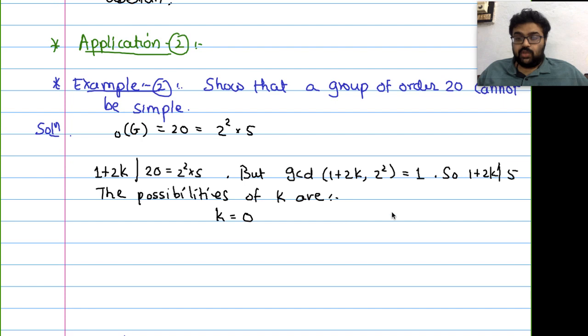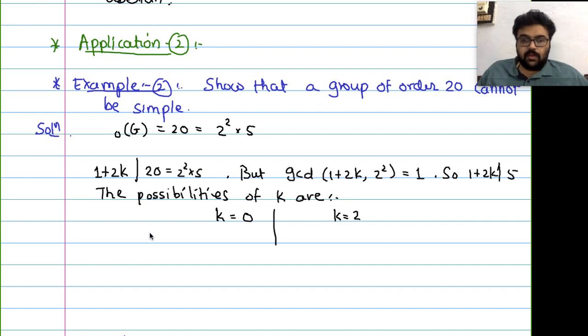If I take k equals 1, then 1 plus 2k equals 3. 3 does not divide 5, so k equals 1 is not possible. What if I take k equals 2? Then 1 plus 2k is 5, and 5 divides 5. Yes, so there are two possibilities, k equals 0 and k equals 2.